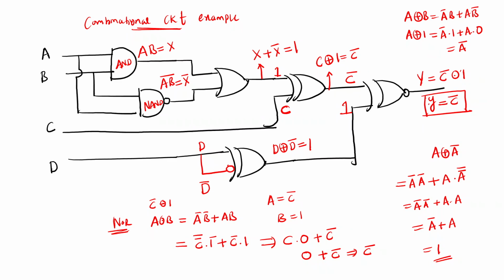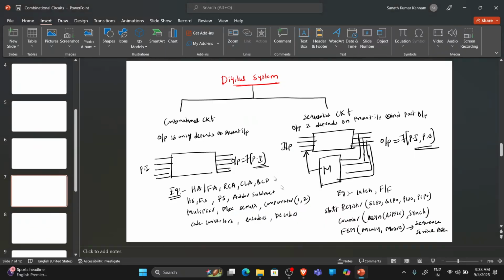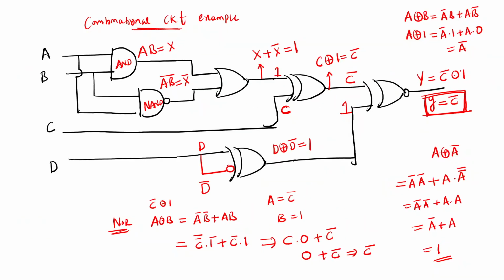So like this you need to analyze any logic equation or combinational circuit given in terms of gates, and find the output like this. Is it fine? Did you understand? Any doubt in this? Any queries? Shall I move forward? Yes, sir.